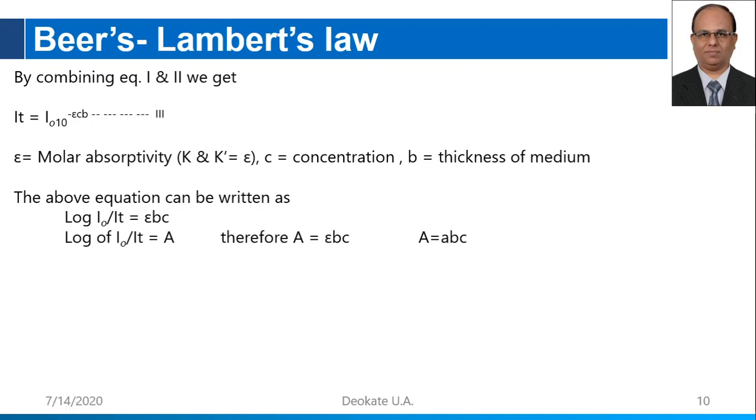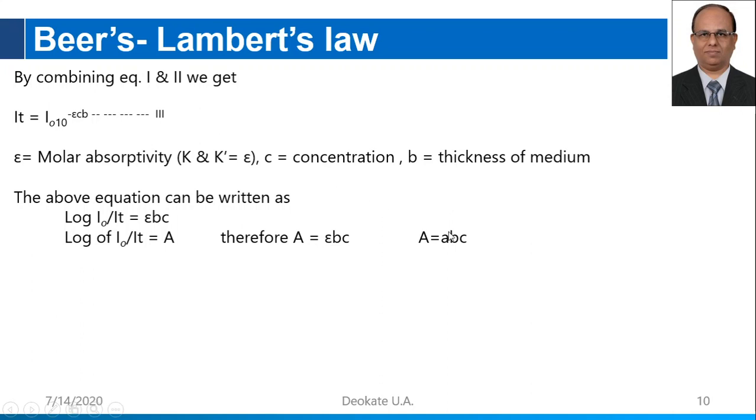So log of I0 upon IT is generally called absorbance, denoted by capital A. Therefore, we can also write A equals epsilon bC. Epsilon is the molar absorptivity, b is the path length, and C is the concentration. One more equation we are taking is A equals abC. What is the difference between these two? All are constants. Epsilon is also a constant, and this small a, called absorptivity, is also a constant.